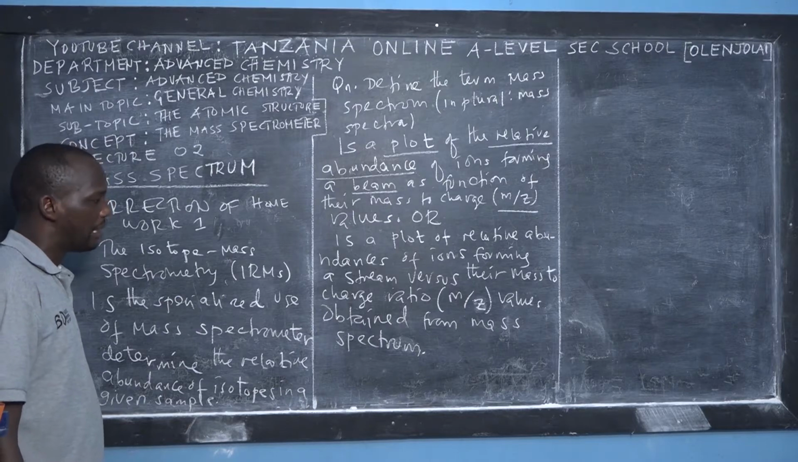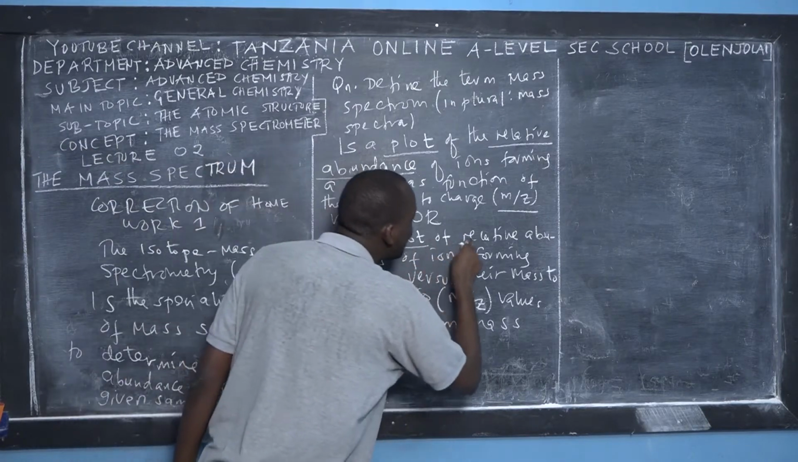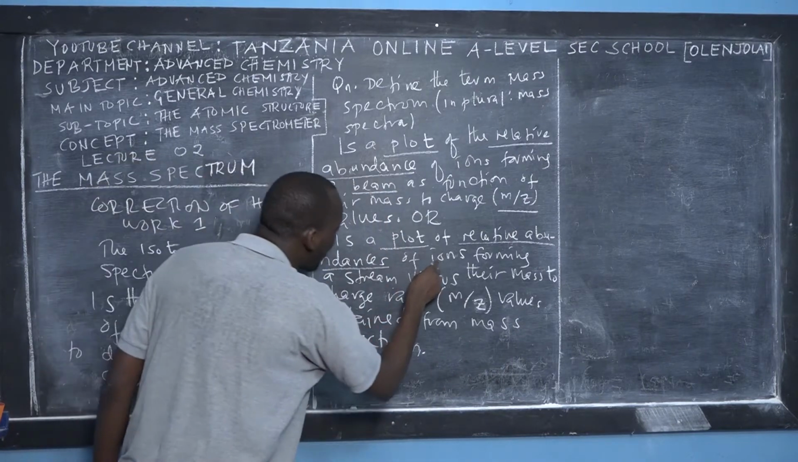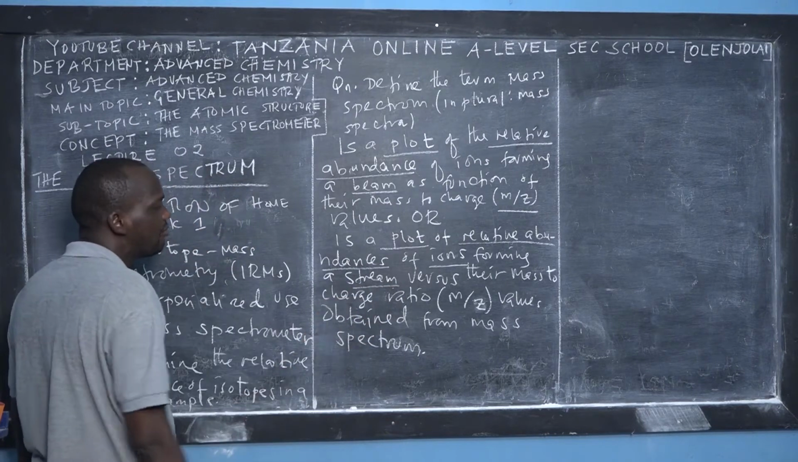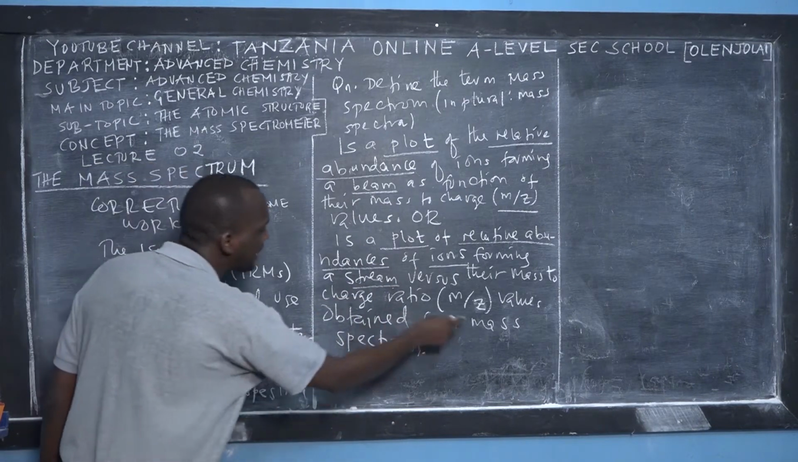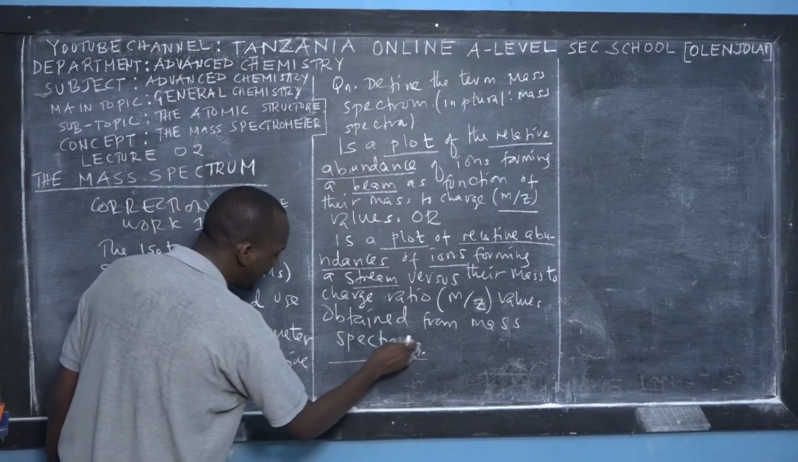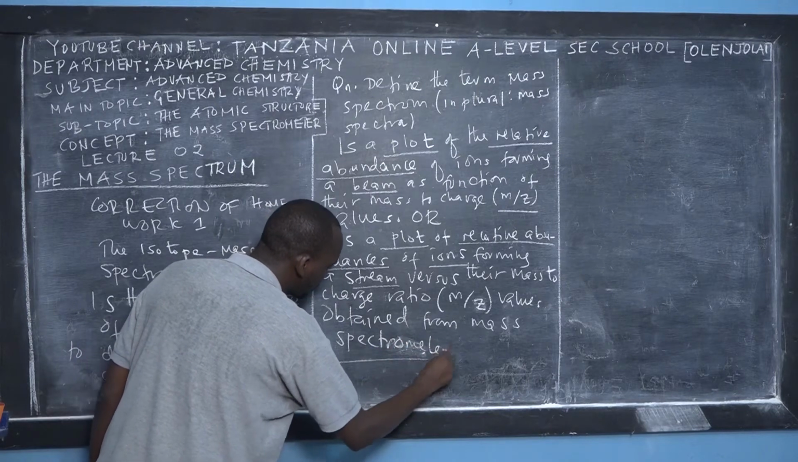These are the two definitions that I found. I found many, but I chose these. Again, it is a plot of relative abundances of ions forming a stream versus their mass to charge ratio values obtained from the mass spectrometer.